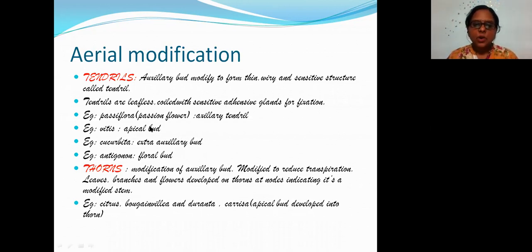These are all the examples, students. Passiflora, there are a lot of examples. But I have just taken the examples which I have seen in some of the books, where questions have come from these examples. So you have Passiflora, passion flower, the best example. Now you see here, these are all forming tendrils.